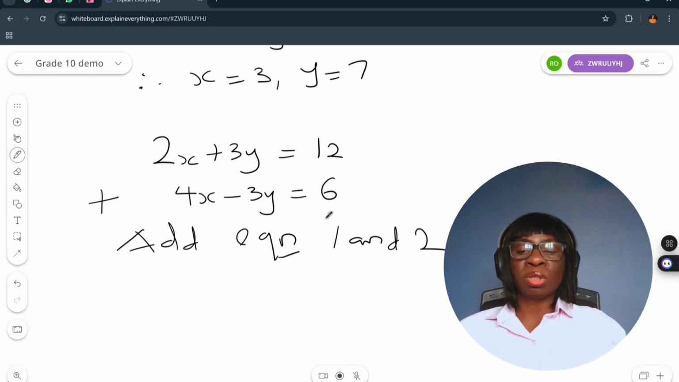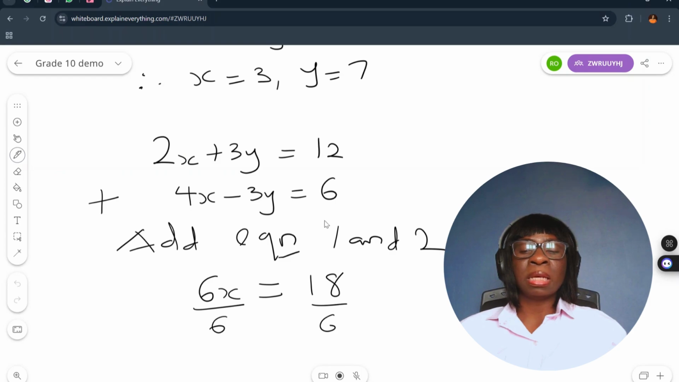So 2x plus 4x will give 6x, then 3x plus this one has minus, that will be 3y minus 3y, that will become 0, so that we now have 12 plus 6, that is 18. Then we divide both sides by 6 so that x will be equal to 3.